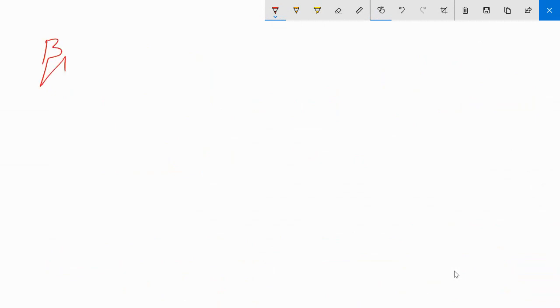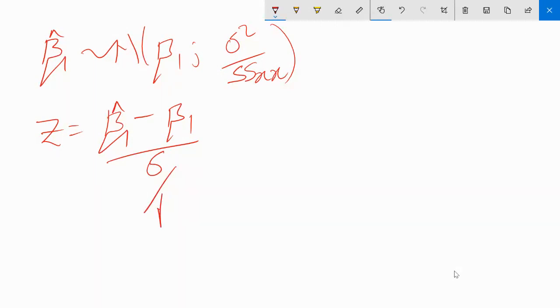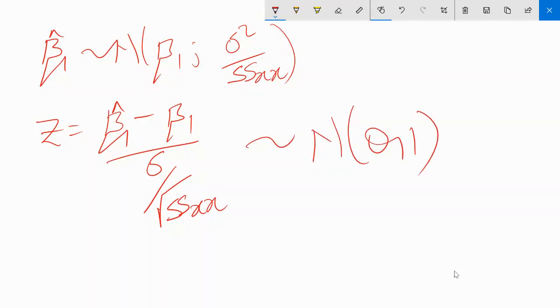So beta 1 hat again is a random variable following a normal distribution with a mean beta 1 and a variance sigma squared over SSXX. And we can standardize this variable by subtracting the mean and dividing by the standard deviation or the standard error, which is sigma over the square root of SSXX. And this follows a standard normal distribution with a mean of 0 and variance 1.